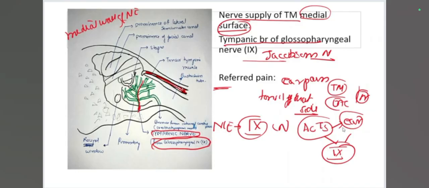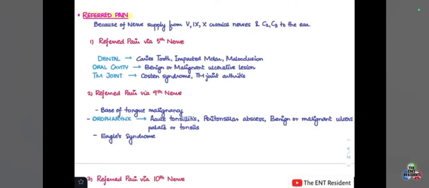Referred pain in the ear involves the 5th, 9th and 10th cranial nerves, and the C2 and C3 nerves to the ear. Now these nerves also have varied supply to other regions as well, and this common supply is responsible for the referred pain that is seen in the ear.